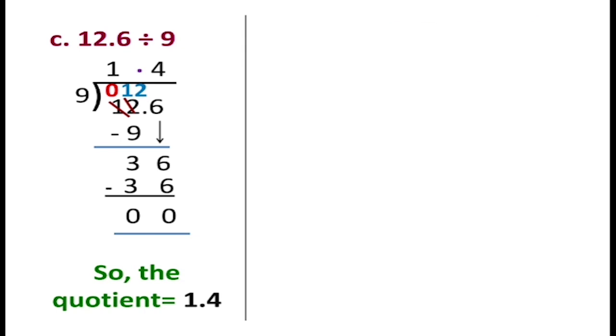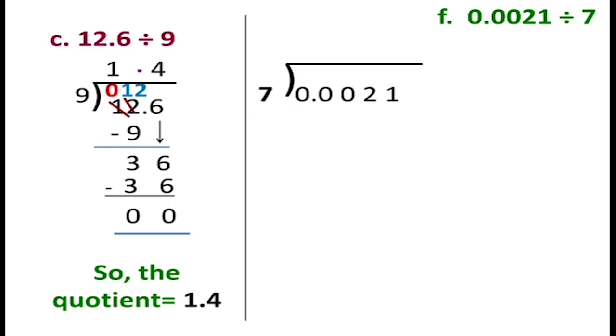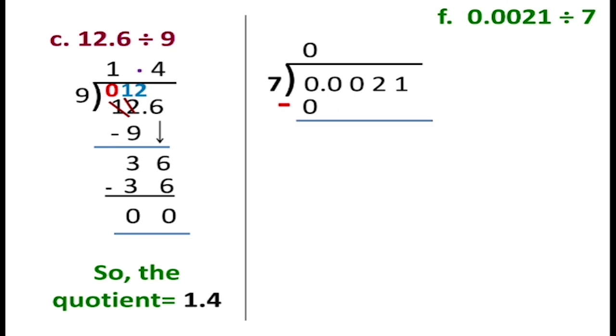Now the next question. Next question is 0.0021 divided by 7. So 0.0021 is the dividend here and 7 is the divisor. So let's divide. First do 7 into 0 equals 0. Write 0 in the quotient and 0 here. Then subtract 0 from 0. Then bring this next 0 down. Then again place the decimal point in the quotient and do 7 zeros are 0.